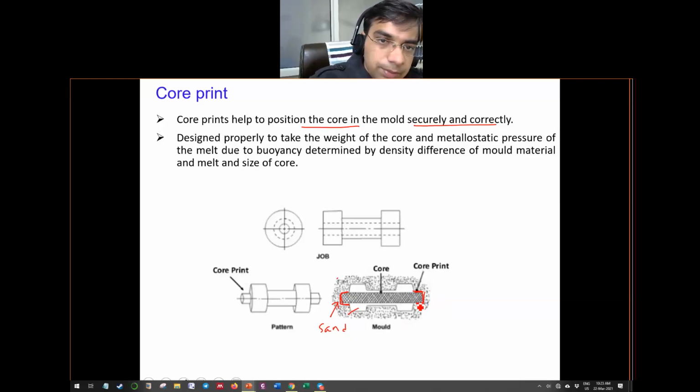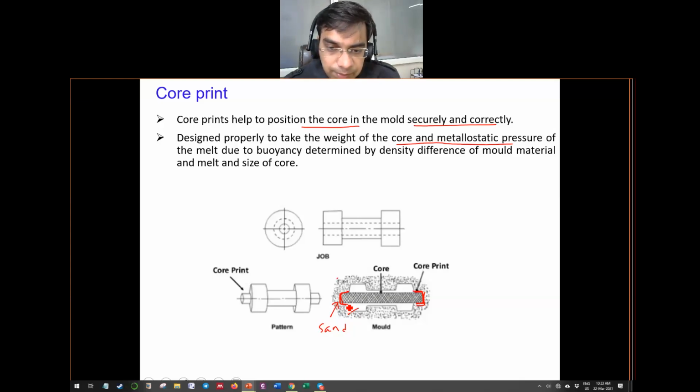So it has to be properly designed to take the weight of the core and the metallostatic pressure which is developed because of the density difference between the molten material and the surrounding sand. So a lot of forces are developed. So this core print should be designed in such a way that it is able to hold the core in the position without any movement, so that during the solidification, the proper cavity is produced and no defects are introduced.